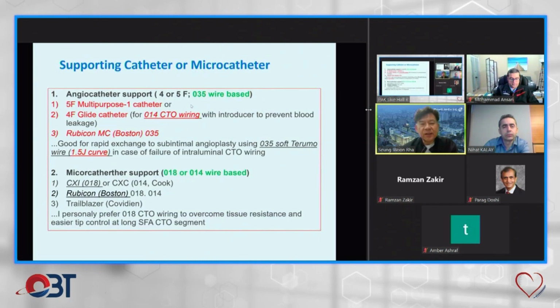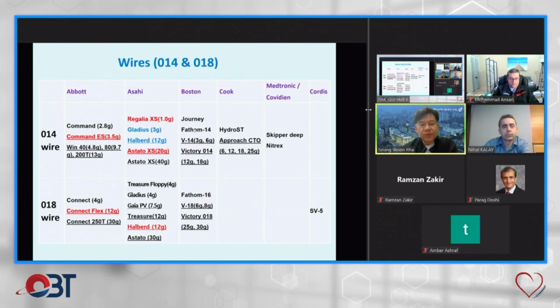So for ipsilateral BTK CTO, I prefer to use the angiocatheter-based intervention first, because we can quickly switch from the CTO wire, 14 or 18 based CTO wire, to the 3-5 based, especially in calcified regions. We need to use the microcatheter or the angiocatheter supported subintimal tracking, especially the 1.5J, the terminal wire angioplasty. So these are my preferred 14-18 CTO wires.